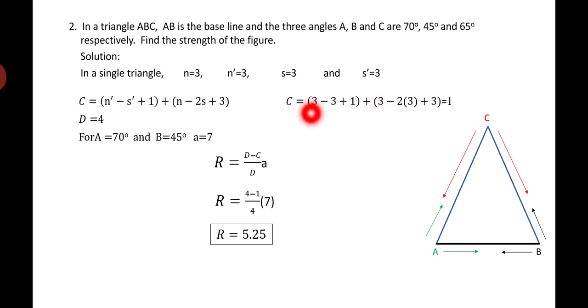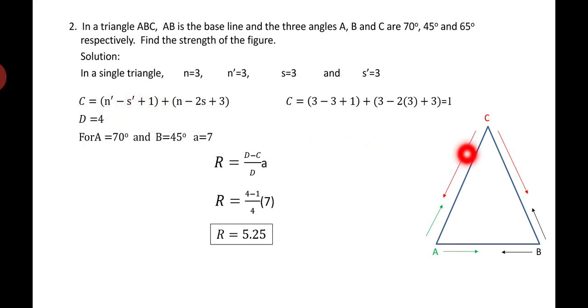N dash means the number of lines observed in both the directions. All three sides can be observed from both the directions. From C you can observe this side, and from that side also you can observe this line. From here you can observe this line, from this side also you can observe this line. So all three lines are like that, you can observe from both the sides. So n dash is equal to 3.